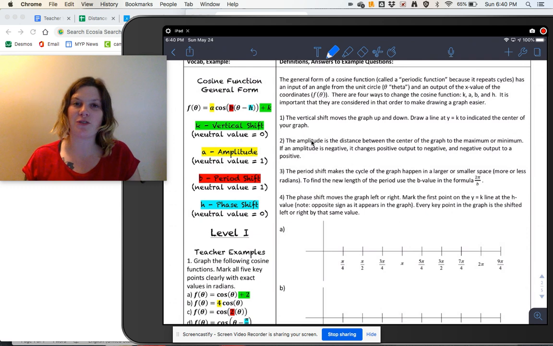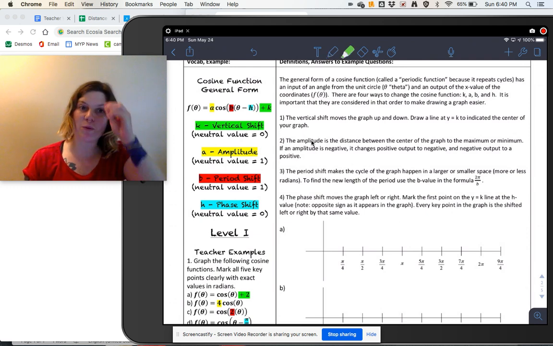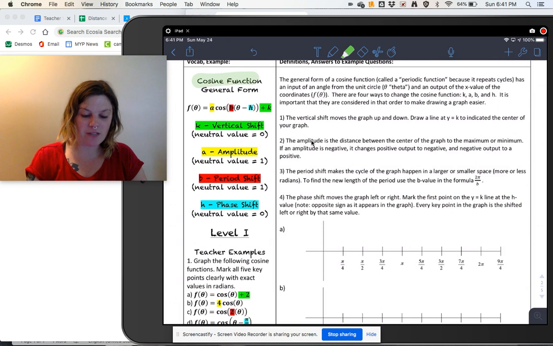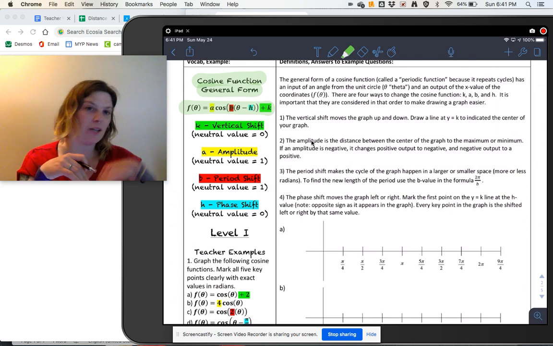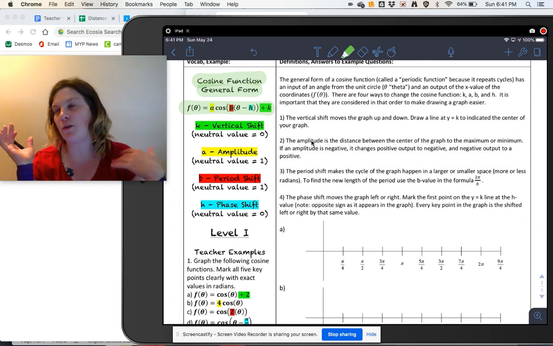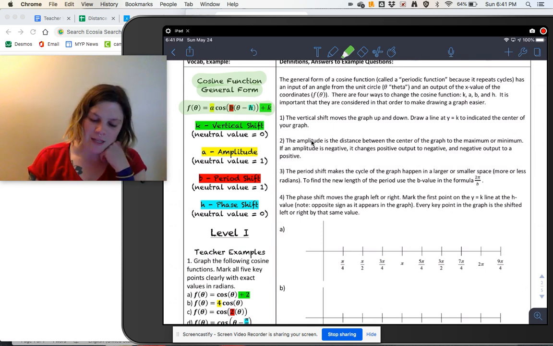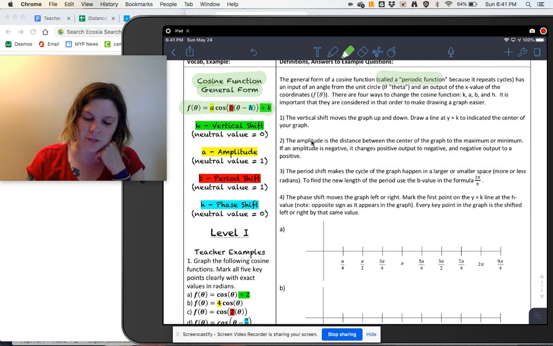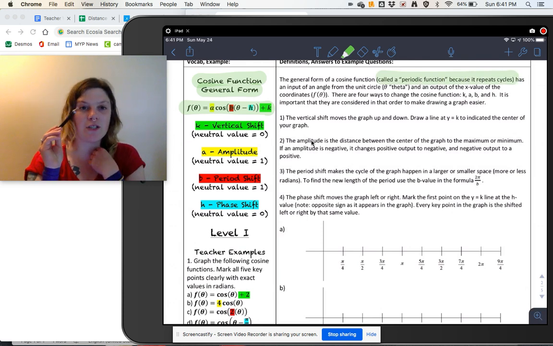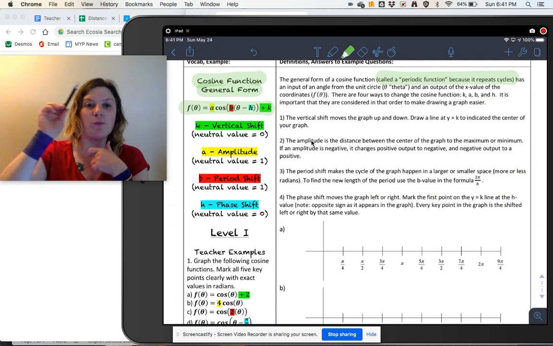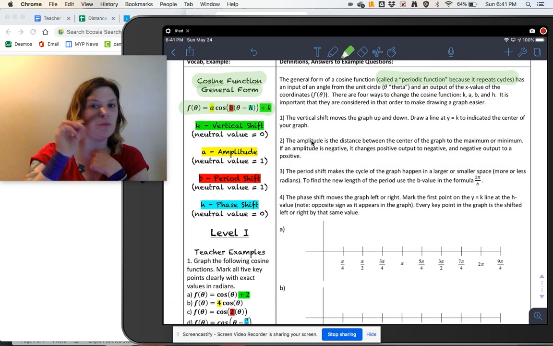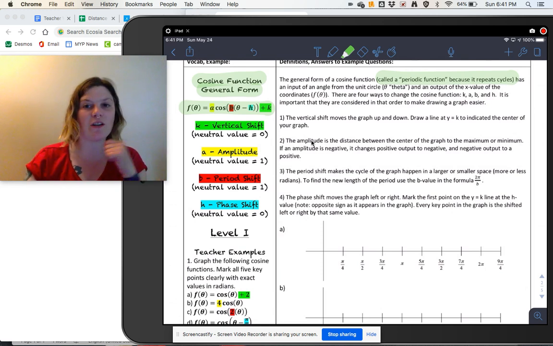Okay, let's keep going. Let's do some definitions just to remind us from what we did last week. Cosine function in general form. So here's our general form of a cosine function. Just like we've seen standard form quadratic, vertex form quadratic, general form exponential function, lots of different formulas for functions. It's called a periodic function because it repeats cycles. Remember, periodic functions go on forever because we can keep going around the unit circle if we wanted to. We could keep going and the pattern would still be the same every time. That's why they call it periodic functions.